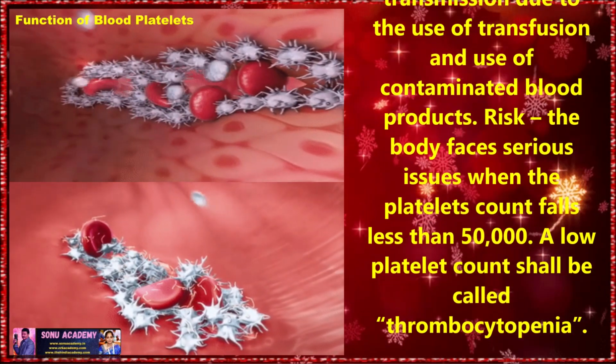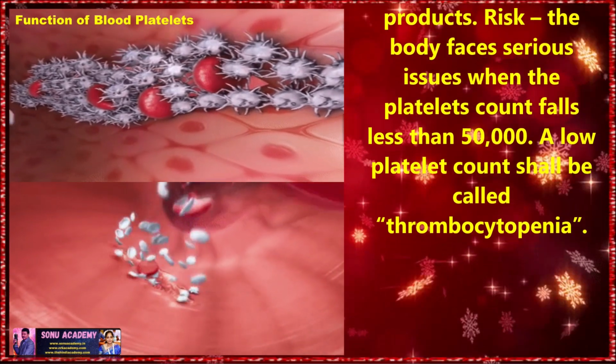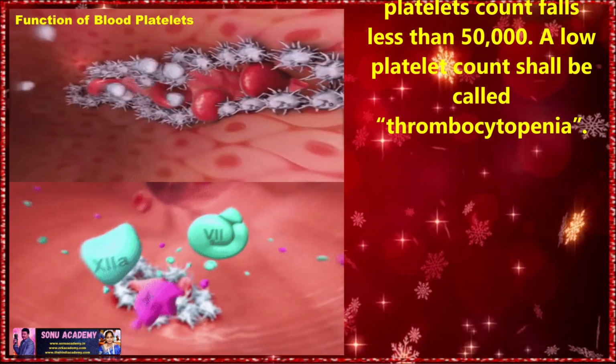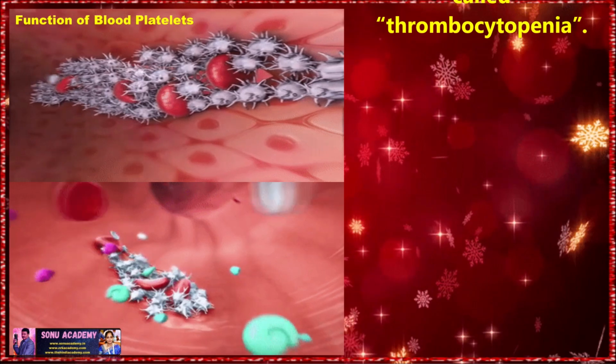Let us see the risk of blood platelets. The body faces serious issues when the platelet count falls below 50,000. A low platelet count is called thrombocytopenia.